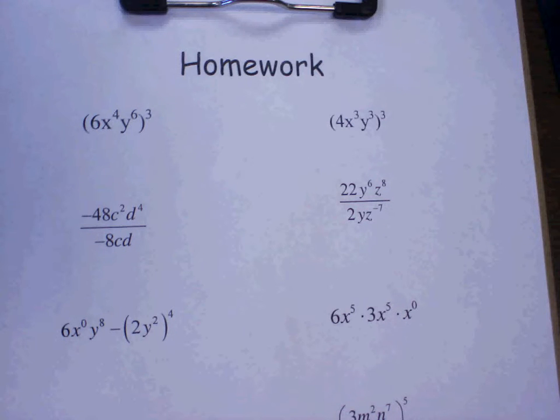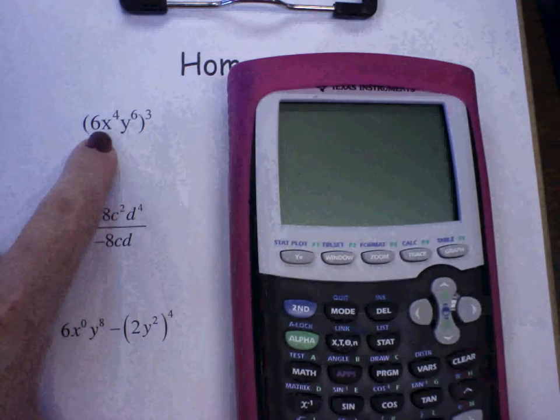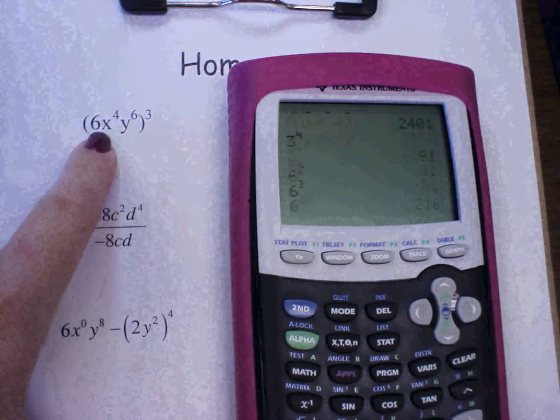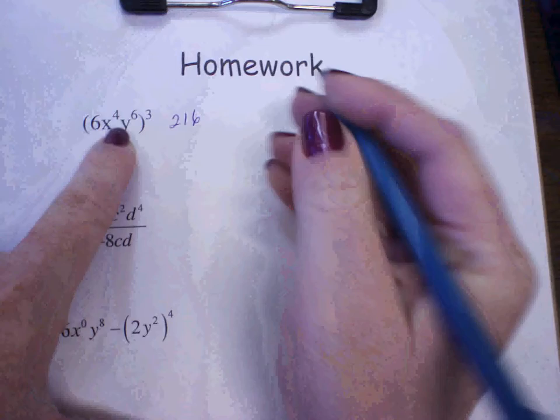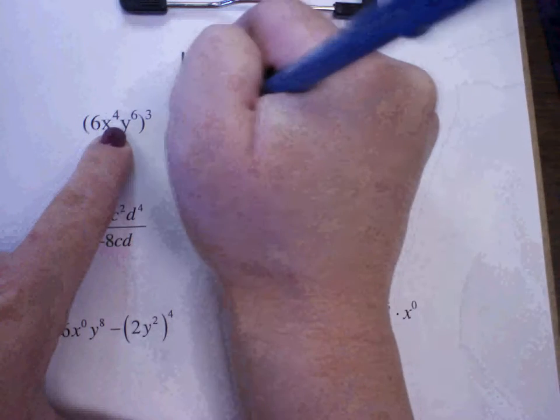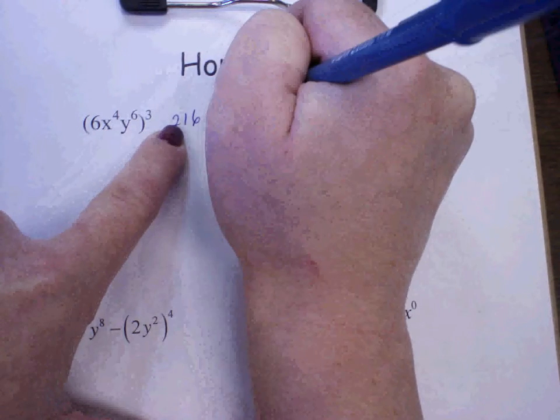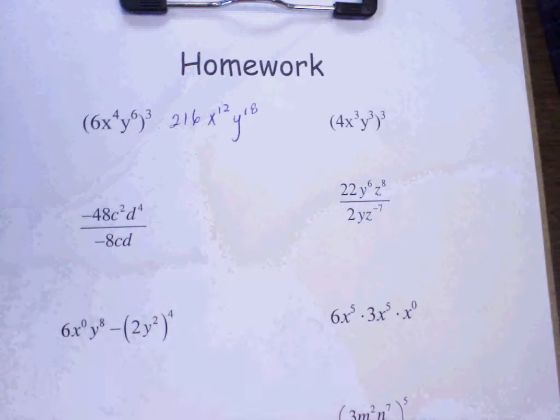All right. Let's start. For the first one, you had a power over a power. You got to multiply, right? You got to distribute that 3. So what's 6 to the third power? 216. Very good. So this was 216. 4 times 3 and 6 times 3. So that was your answer.